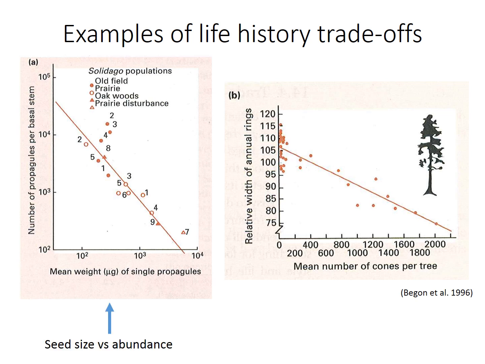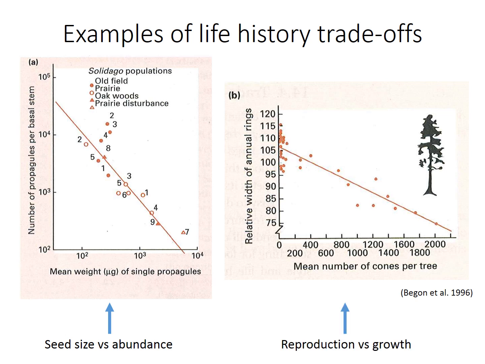In panel A, what we see is the trade-off between seed size and seed abundance. You can see the number of seeds has been standardized by basal area, and the size is measured as the weight. And what do we see across different populations of goldenrod, the solidagos? We see this negative correlation indicating a trade-off.